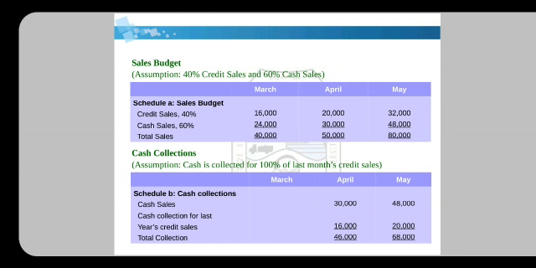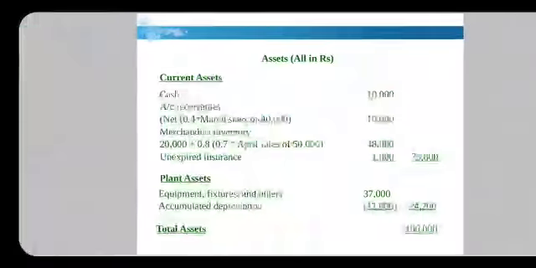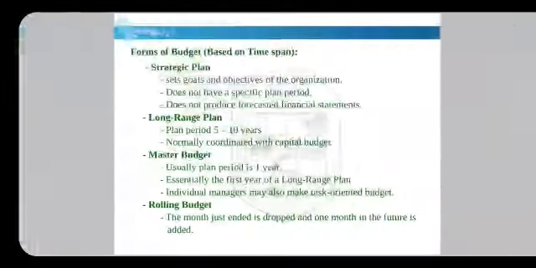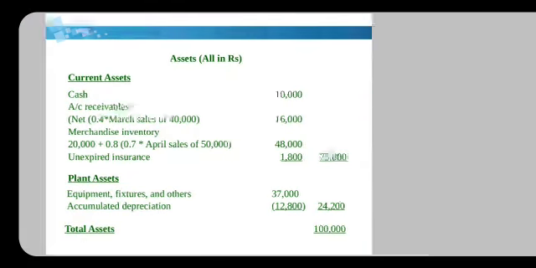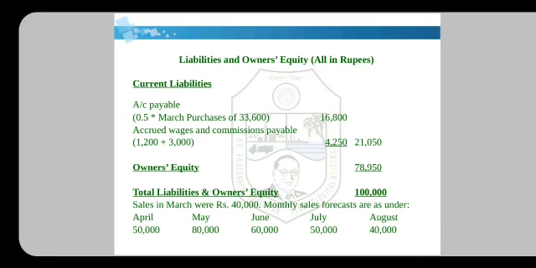So March, April, May: April and May are the months for which we have to put a budget, and March is the previous month's information that we are going to use. So credit sales are 40%. The information of March is given. For March the forecasted value is 40,000, for April it is 50,000, and for May it is 80,000.